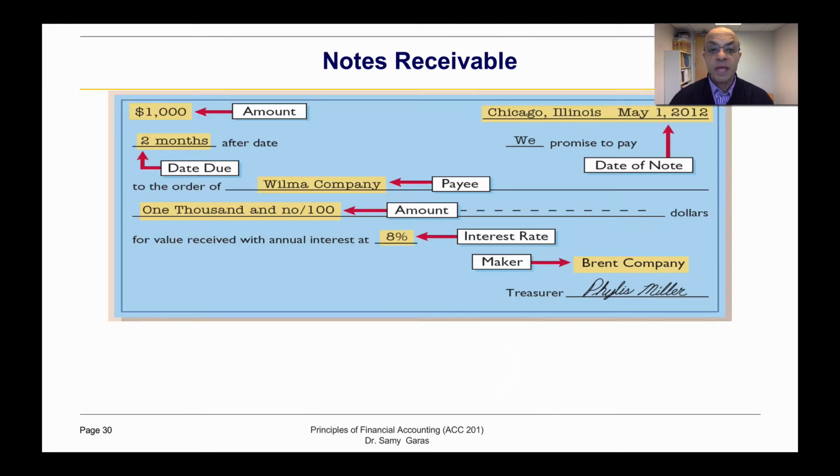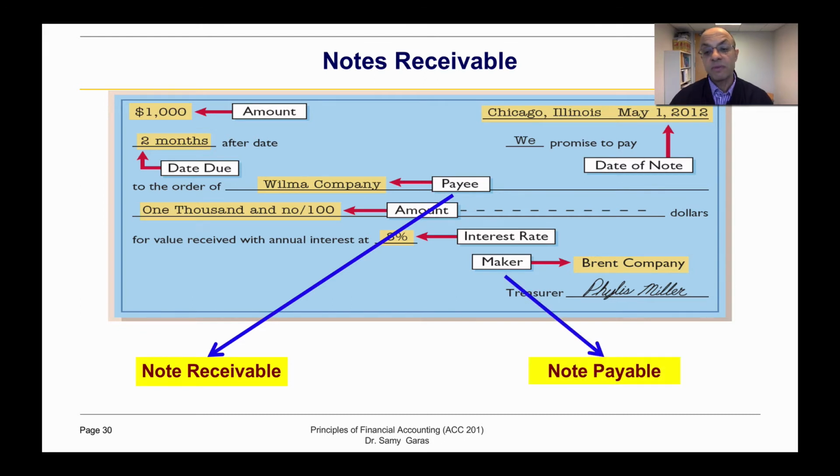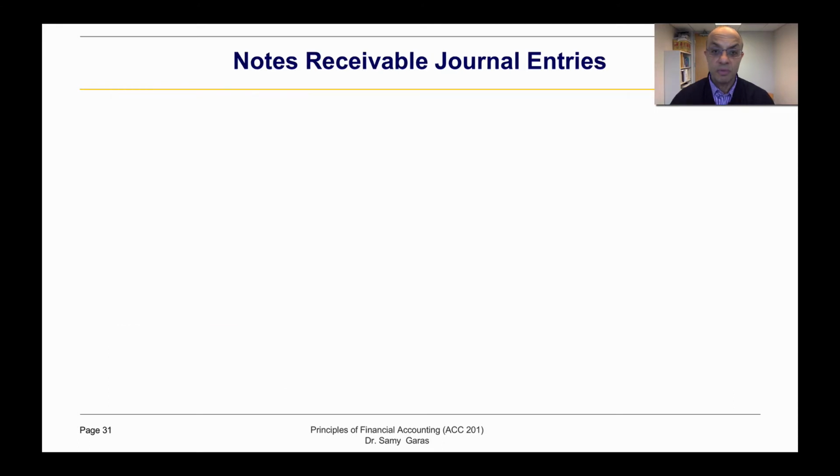Here is a simple format of a note receivable, and you can look at the note receivable from two different sides. If you look from the payee or the beneficiary side, he considers it a note receivable, which is a current asset. But if you look from the maker's side, it's a note payable, which is a current liability. In this video, I'm going to talk only about note receivable.